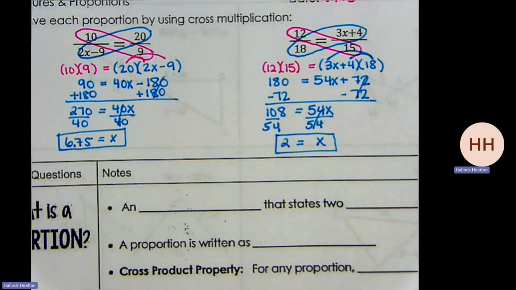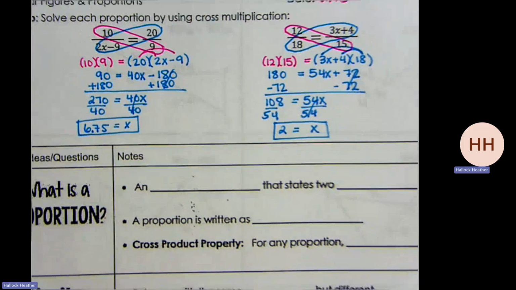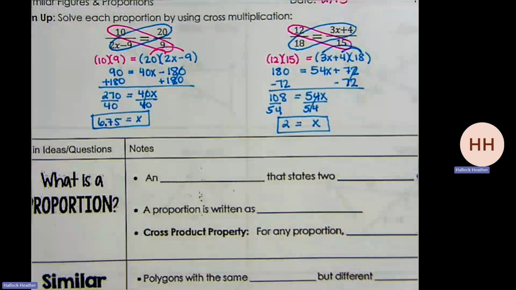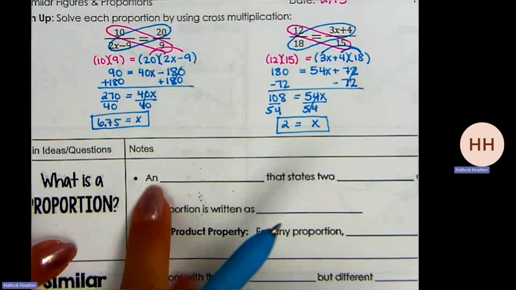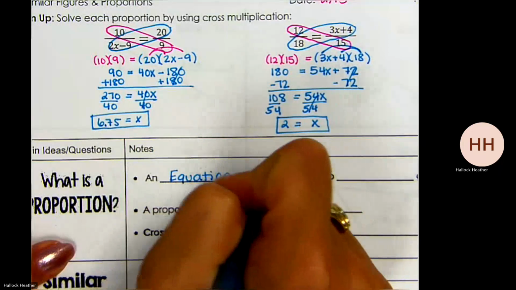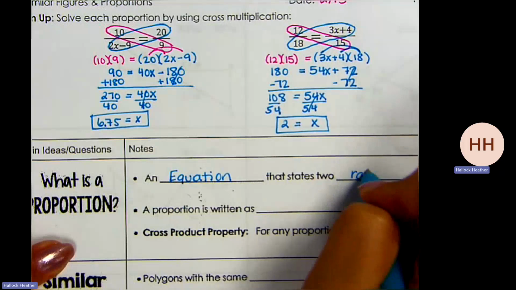Okay, so be prepared. We're going to have to set up our proportions. So we're going to fill in some vocabulary. So down here it says, what is a proportion? So these technically are proportions. It's comparing two ratios. So it's an equation that states that two ratios are equal. So this is ratios.